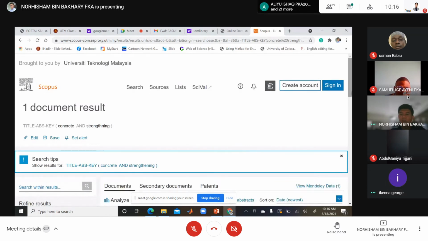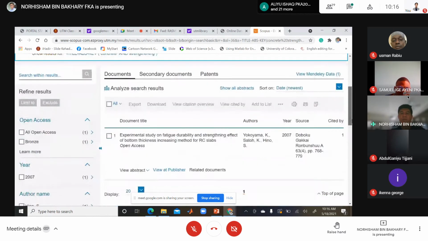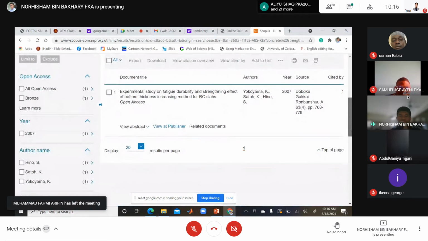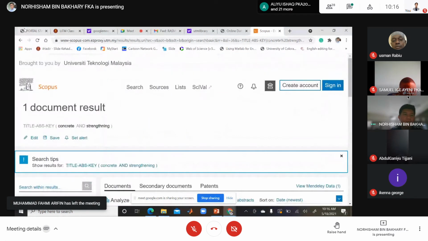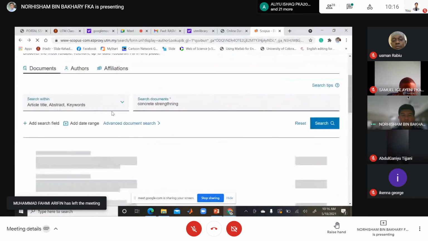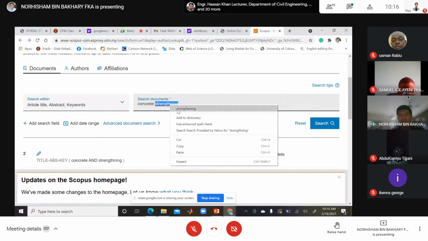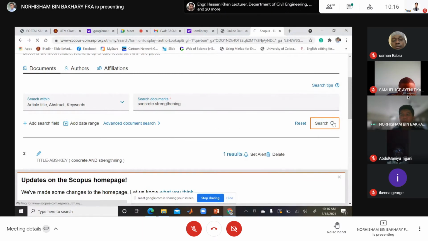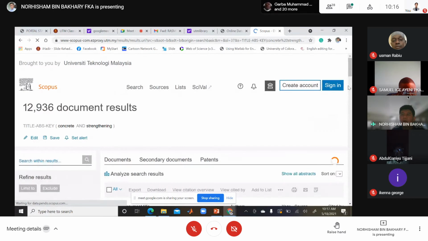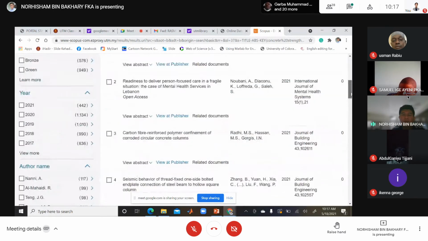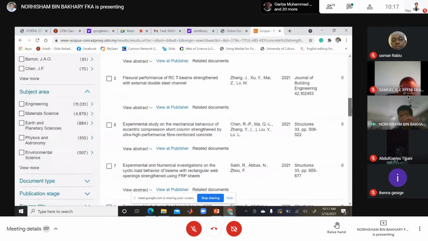Strengthening. Okay, for example, this one. This is wrong spelling. All right, concrete strengthening. You scroll down, you can see, wow, there are thousands of papers.